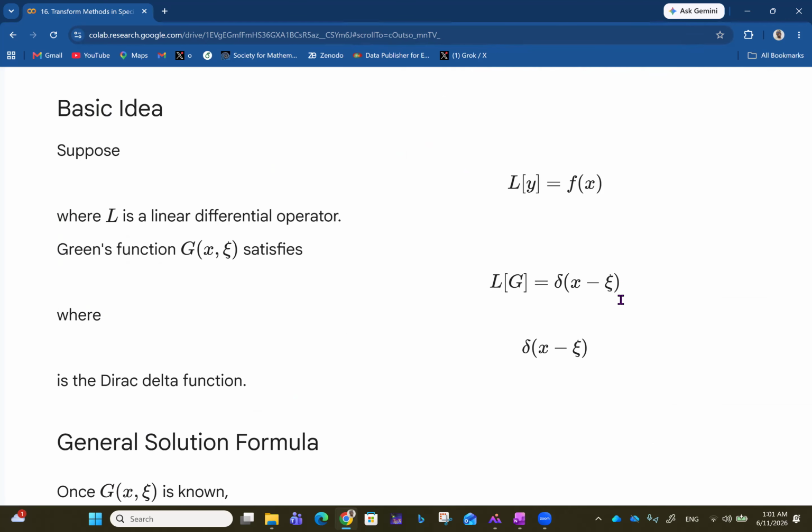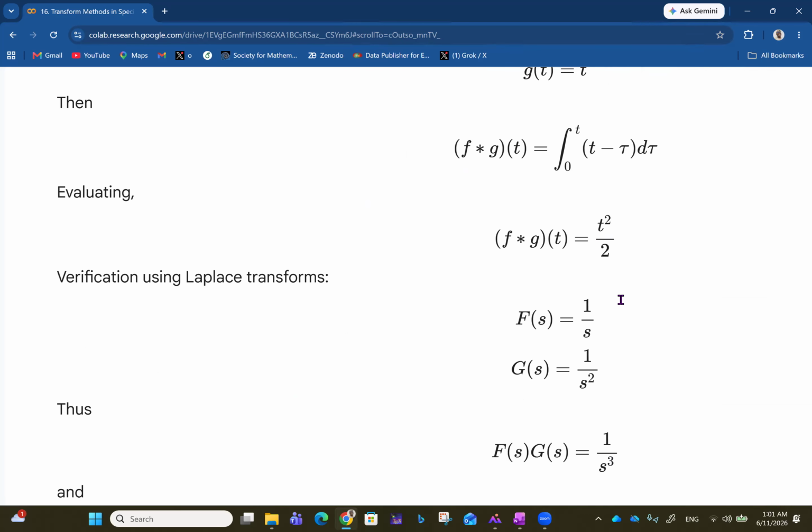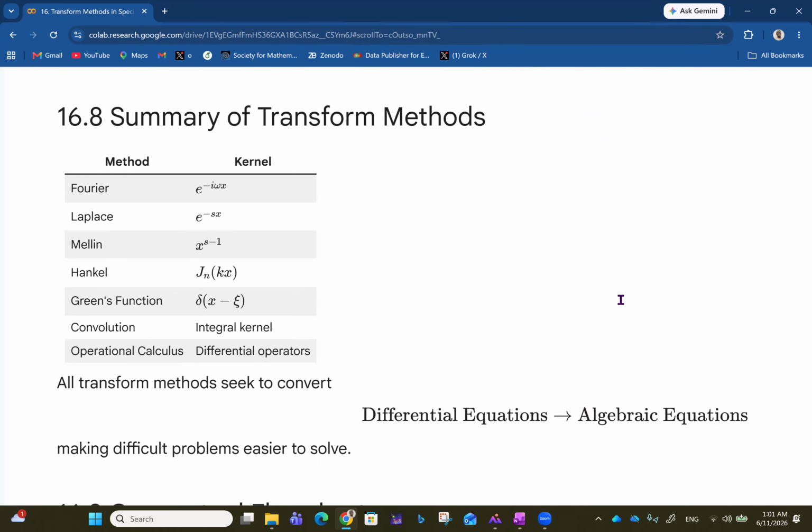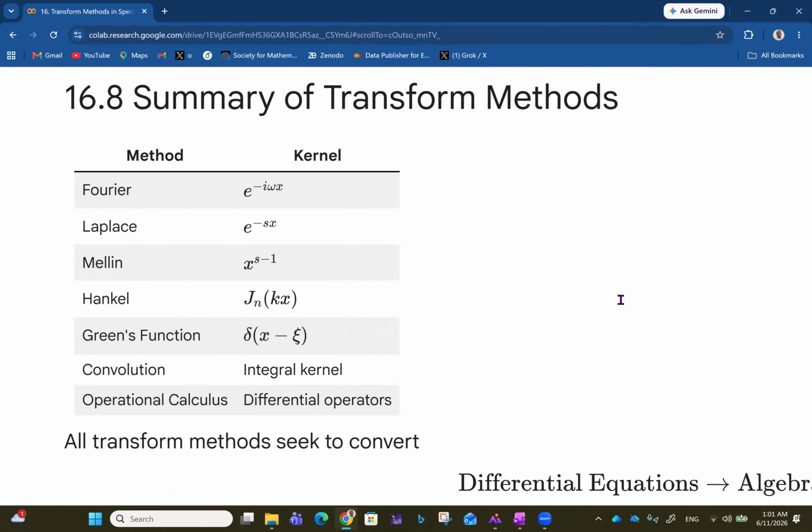So that's the idea of kernel. It's like what holds the transform together, the core of it. So, talking about a summary of transform methods: for Fourier, the kernel is e raised to minus i omega x. For Laplace, it is e raised to minus sx. For Mellin, it is x raised to s minus 1.